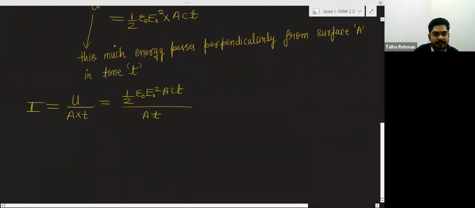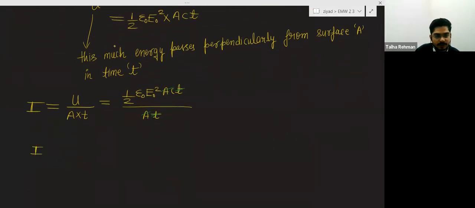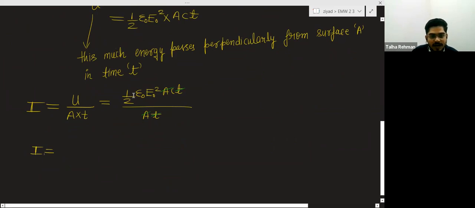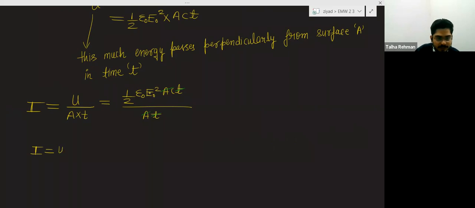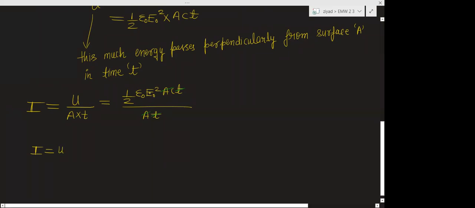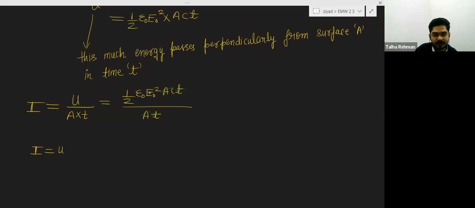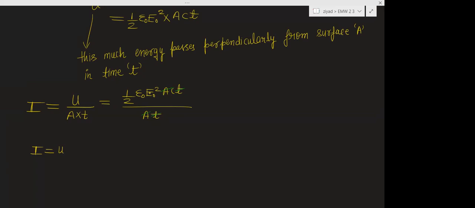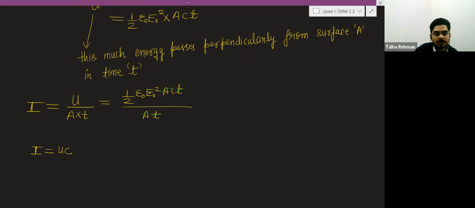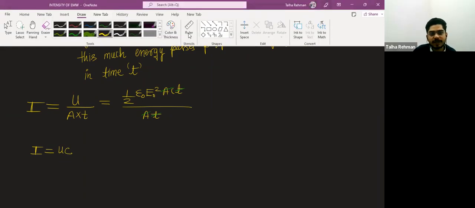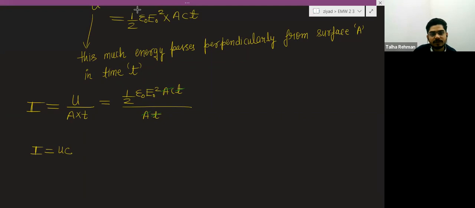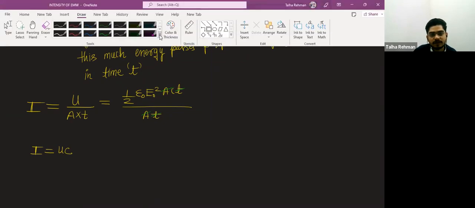Now the intensity is given by, can you tell me what is this value? Half epsilon naught into E naught square. This is basically the energy density of the electromagnetic wave. And this is C. So basically, intensity of the electromagnetic wave is given by this formula.